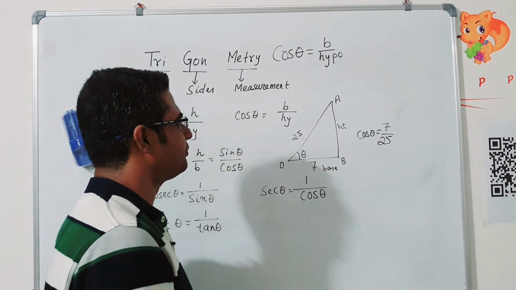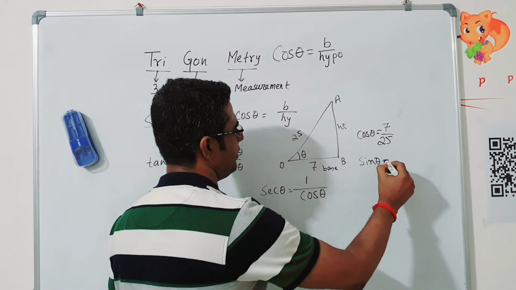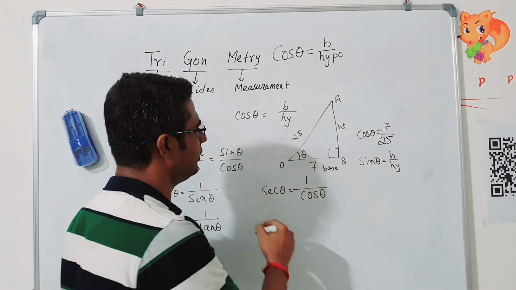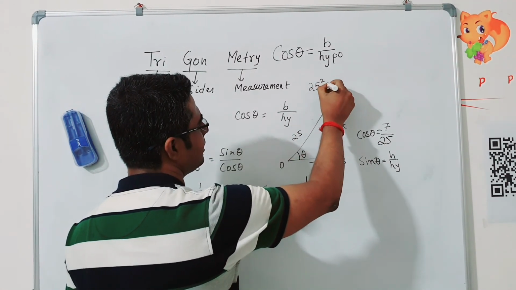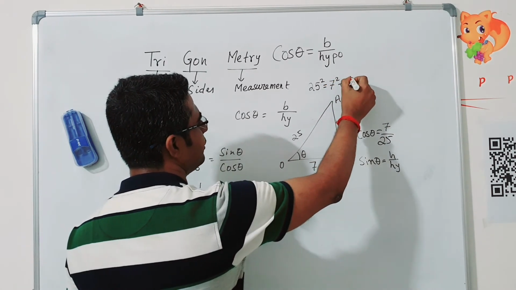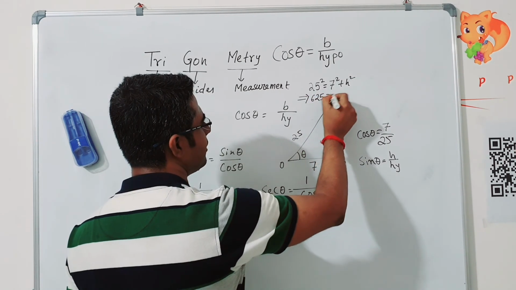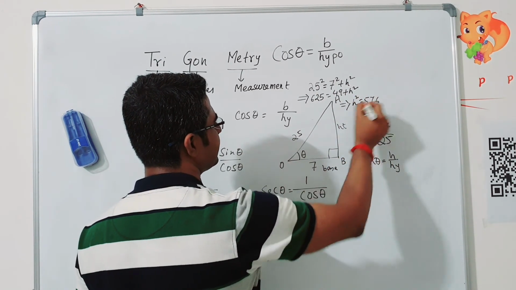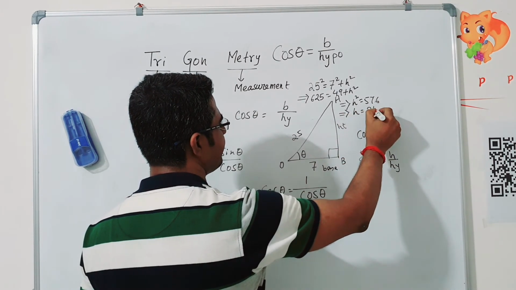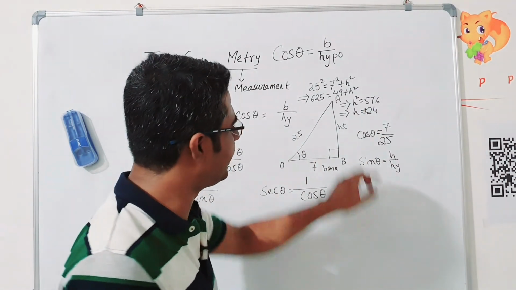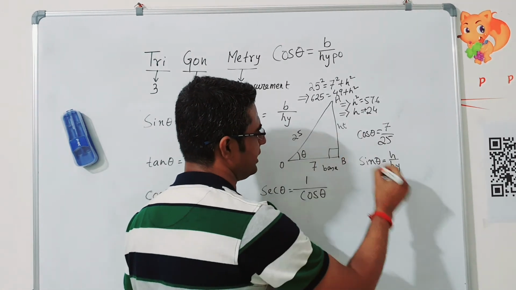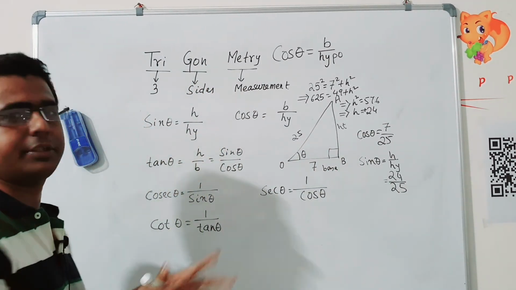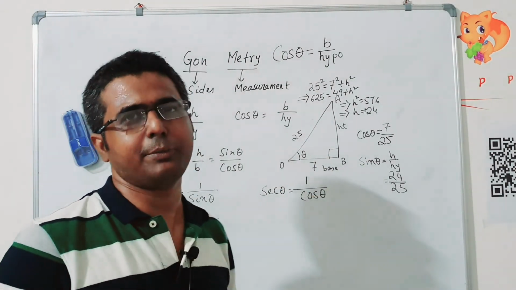If you are asked to find out sin theta, then you must know height. So see, height is not known over here, but this is a right angle triangle, so Pythagoras theorem. This is hypotenuse, so 25 square is equal to base square 7 square plus height square, which we don't know. So if we calculate, 625, 7 square is 49 plus h square. So here h square will be 576, so h will be 24. Actually it will be plus minus 24, but height cannot be negative, so we will take only positive. So height is 24, hypotenuse is 25. Like this you can calculate any ratio of a right angle triangle via these trigonometric or mathematical functions.